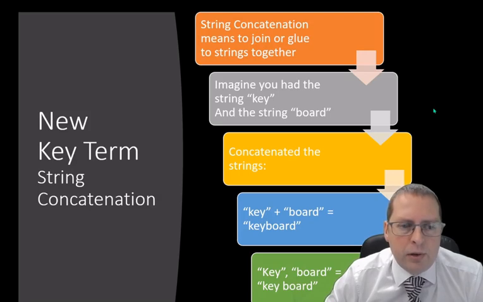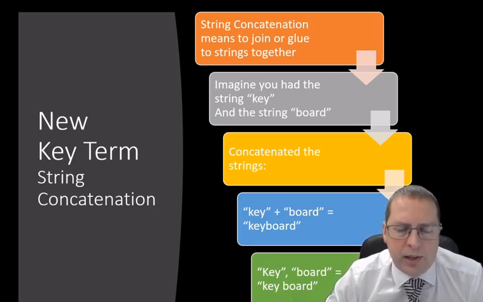The new word we're going to look at today is concatenation. So string concatenation means joining 2 items together or gluing 2 items together. And I've got an example here to go through and show you. You could have the first string of key and another string of board. And we can concatenate those strings by using the plus symbol. So we've got key plus board. What will then happen if we printed key plus board, we'll end up with keyboard.